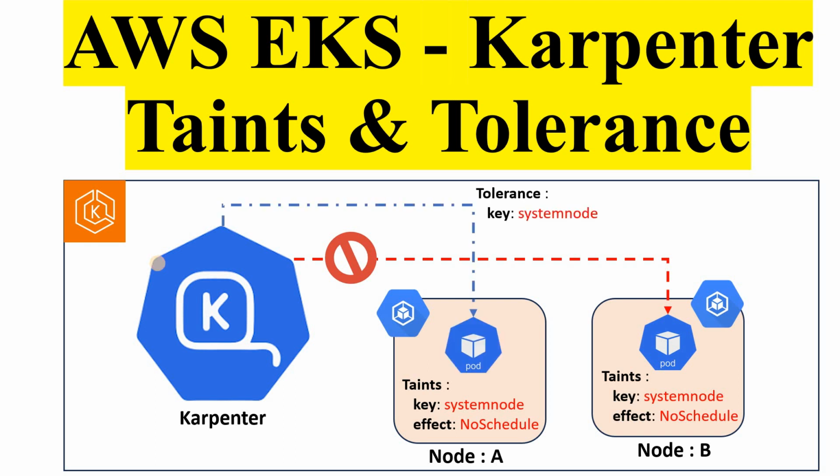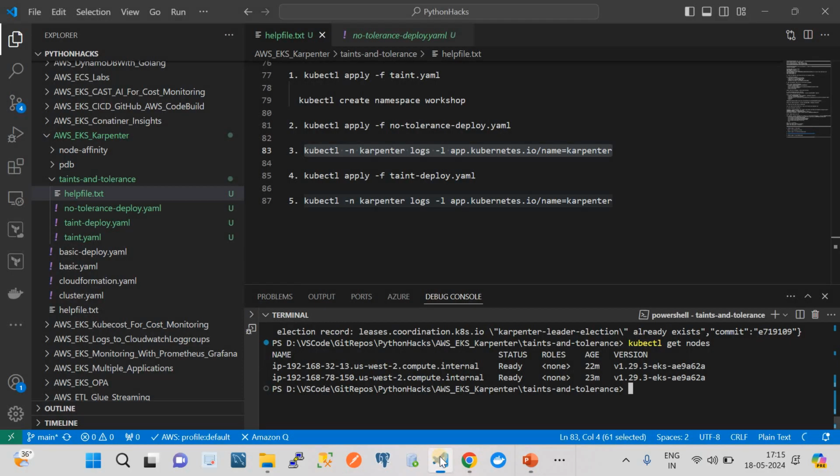Then we will also see another scenario where we define a pod or deployment with a toleration definition in such a way that it tolerates the taint with the key name system node. In such a case, that pod will qualify to be scheduled on the nodes created by Karpenter. So in layman's terms, this is what the demo is going to show in this video. With that note, let me take you to my Visual Studio Code.